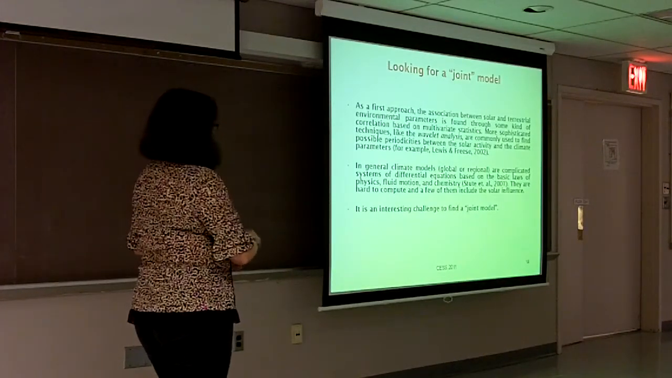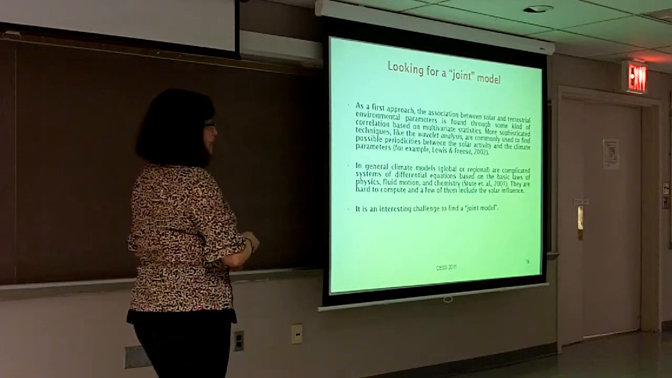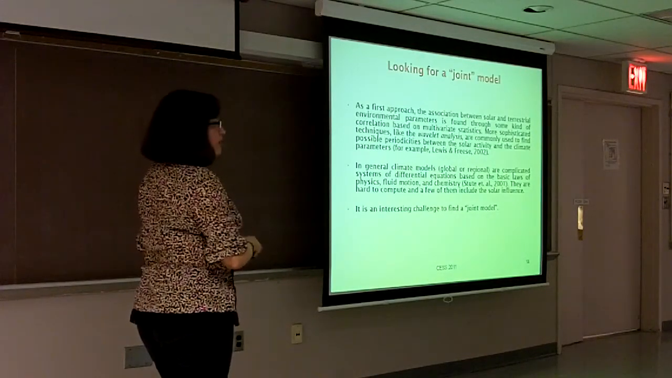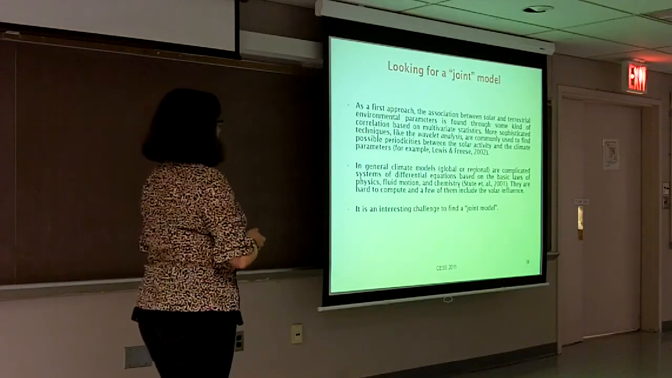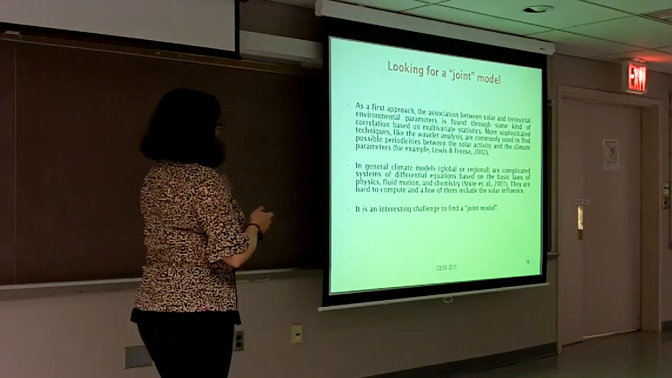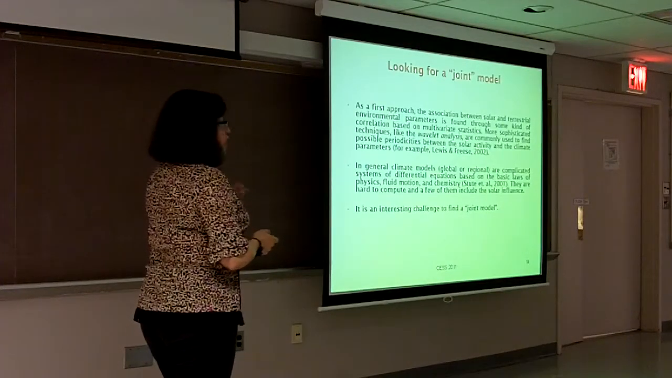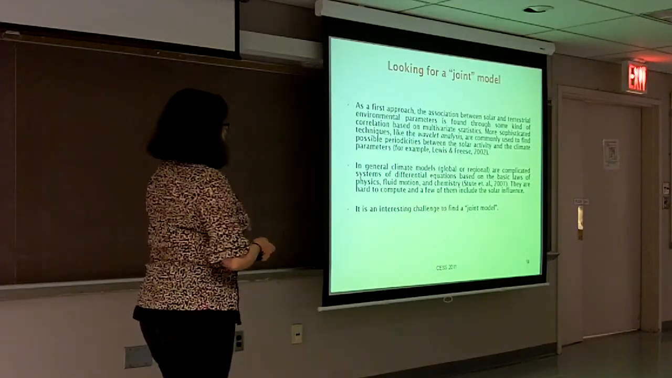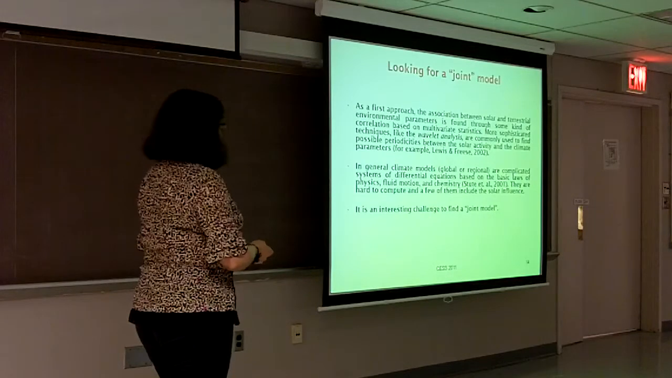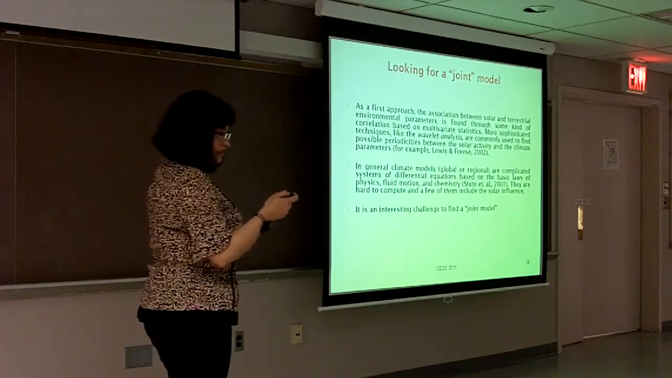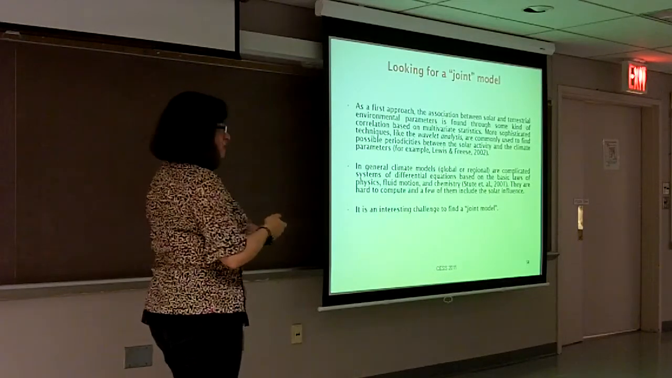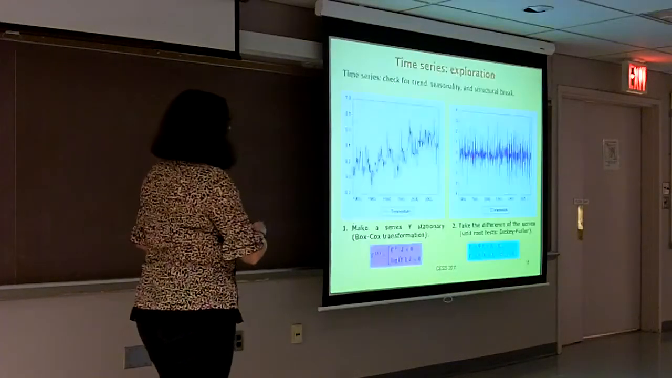In the second part, the climate models are very complicated systems, where you have to compute a lot of different equations and that kind of stuff. So few of these types of models include the solar influence. That's why it's an interesting challenge to find a joint model, and that's the thing that we want to do in this project.